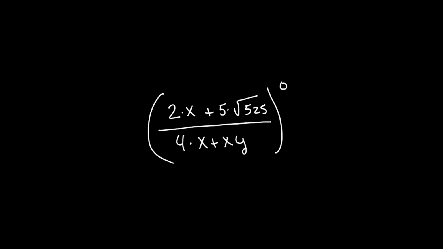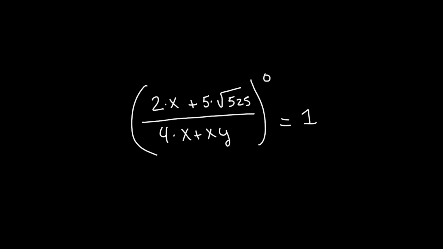If we have an expression like 2 times x plus 5 times the square root of 525 and all that divided by 4 times x plus x times y and all of that raised to the power of 0, we will get the value 1, because anything to the power of 0 will get you 1.